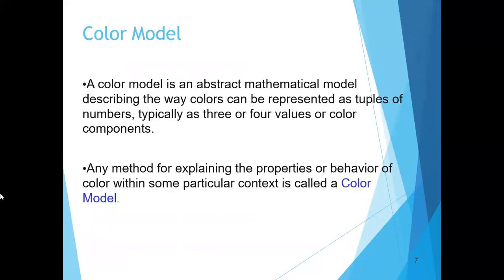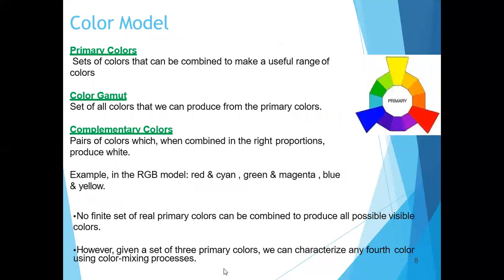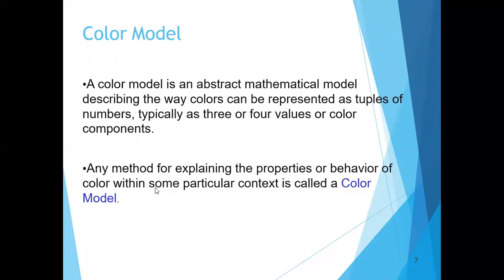So next we have the definition of a color model. What is a color model? Any method which is used for explaining the properties or behavior of a color within some particular context is called a color model. It can also be defined as an abstract mathematical model which describes the way colors can be represented as tuples of numbers, typically 3 or 4 values or color components.